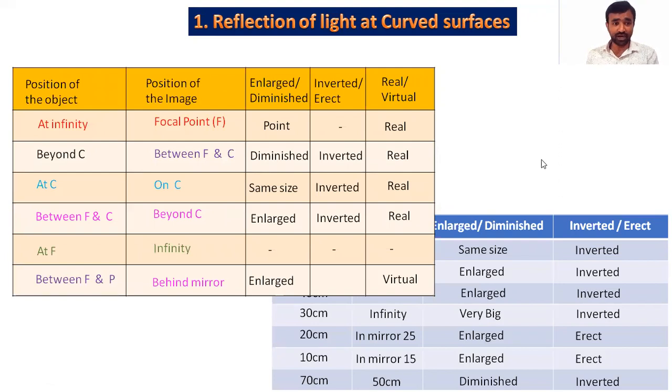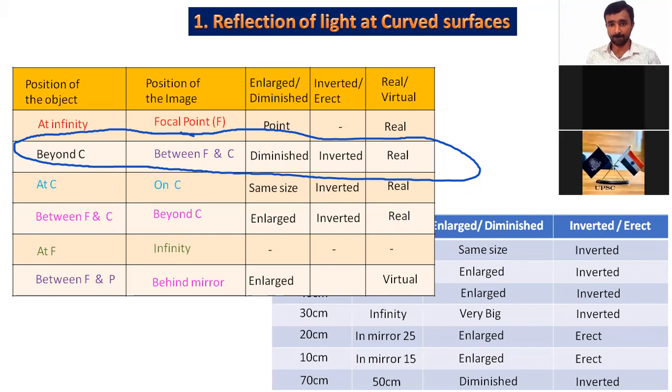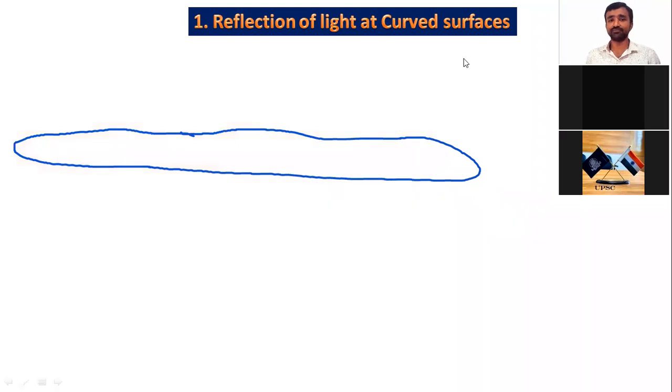When you place the object beyond the center of curvature, what characteristics do you get? Note down on the paper: between F and C, diminished, inverted, real. We will verify this. So remember these characteristics. We will verify with the ray diagram whether they are correct or wrong. It is a ray diagram only, not a rough diagram. I will show you the characteristics using the ray diagram.